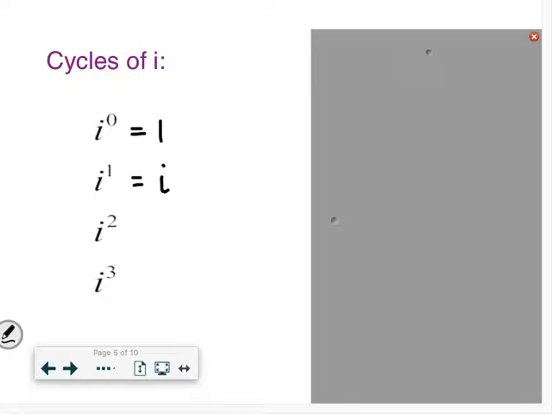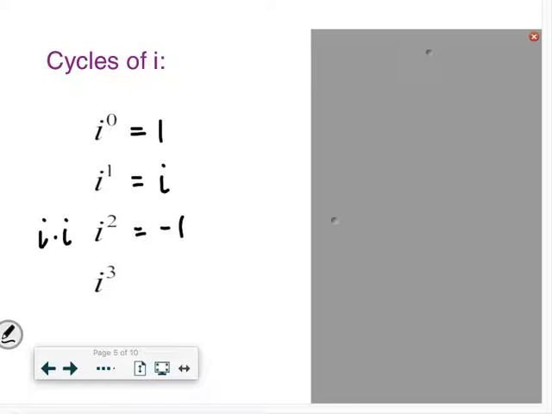Okay, i squared is basically, I'm going to show my work over here on the side, i times i, which is the square root of negative 1 times the square root of negative 1, so that should give us negative 1. If you take the square root of 2 times the square root of 2, you get 2. So it's like the square root of negative 1 squared. So we're going to get negative 1.